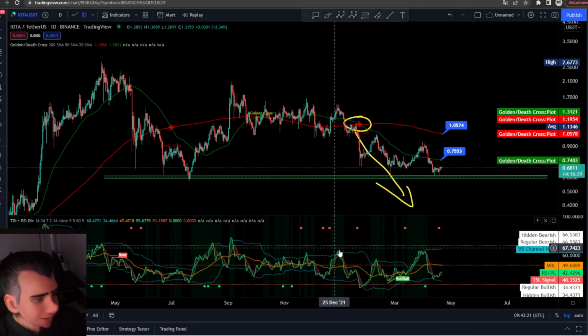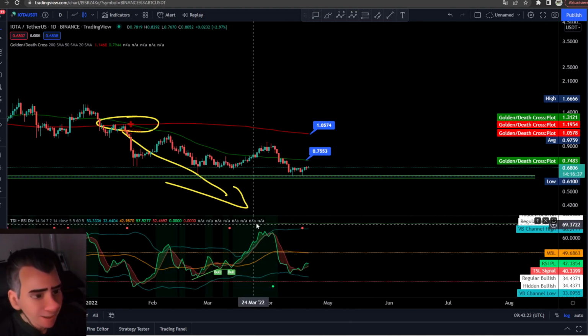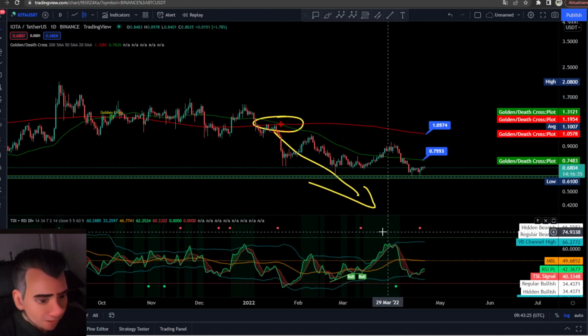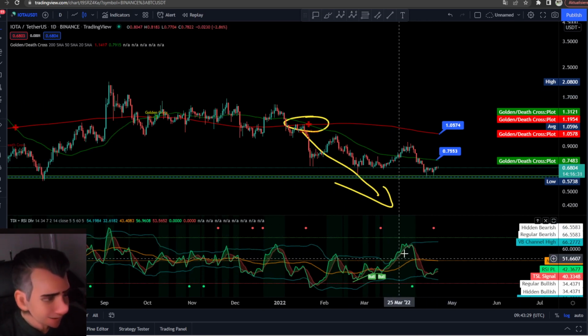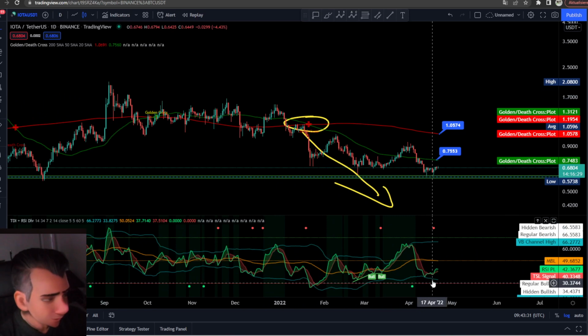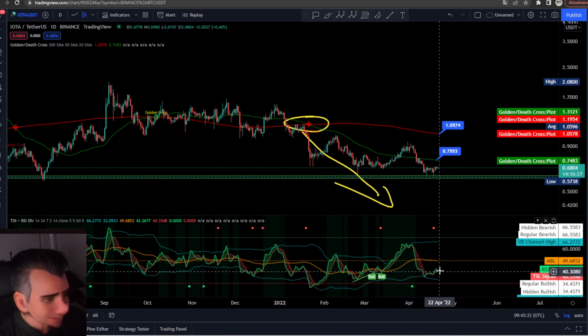Okay, no, let me check this for you. TDI. The TDI is going up a little bit. We see here the Bollinger Band. We saw here a perfect hit on the downside. Since this point, we are going up.